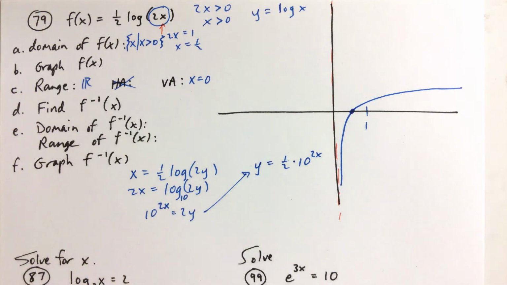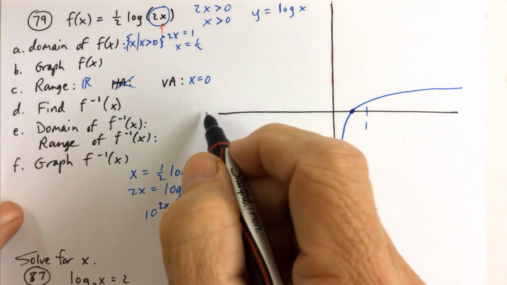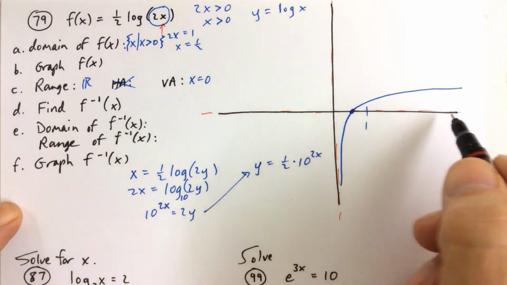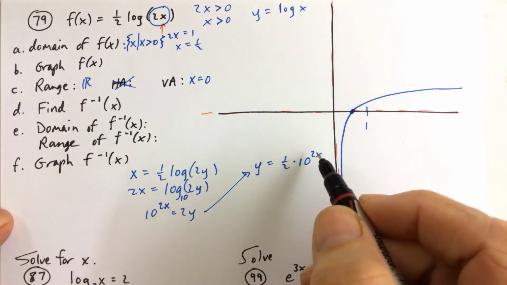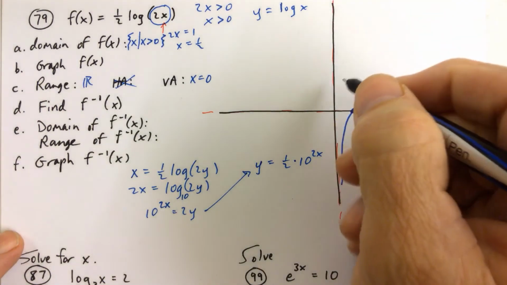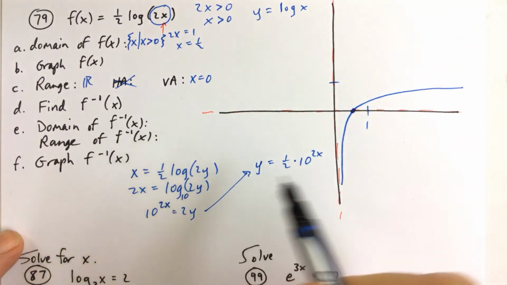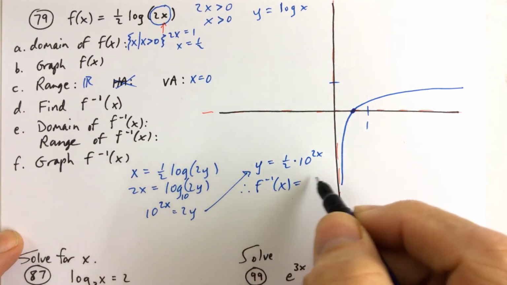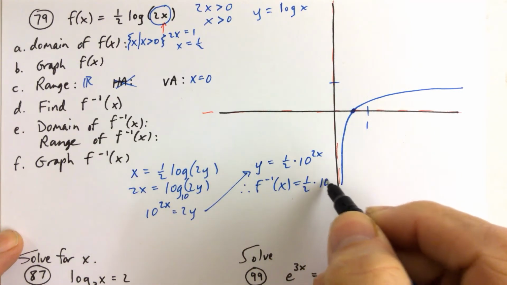Well, 10 to the 2x does not have a vertical shift. So therefore, the horizontal asymptote is y equals 0. And if x is equal to 0, y is equal to 1/2. So again, when we have a function and its inverse, we should also put this here, f inverse of x is equal to 1/2 times 10 to the 2x.